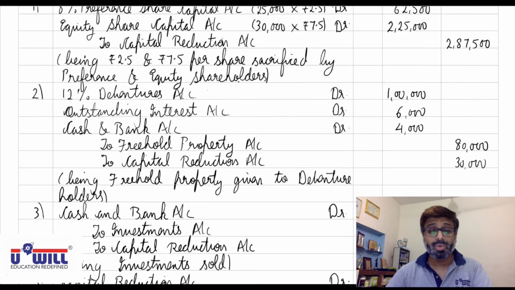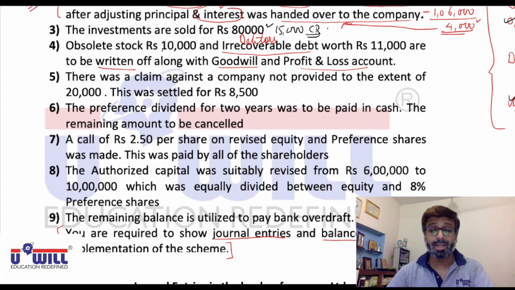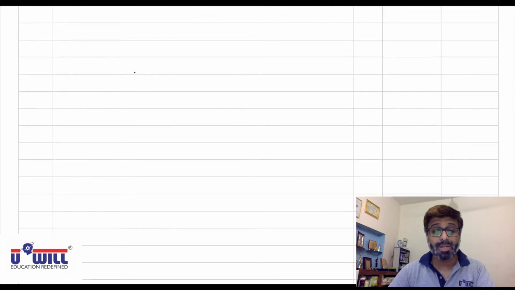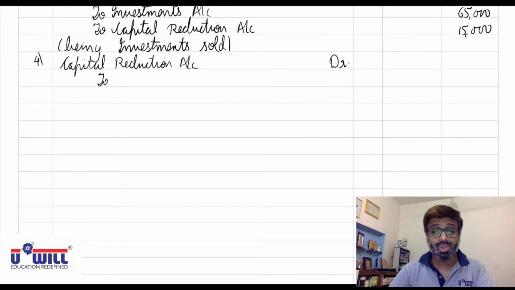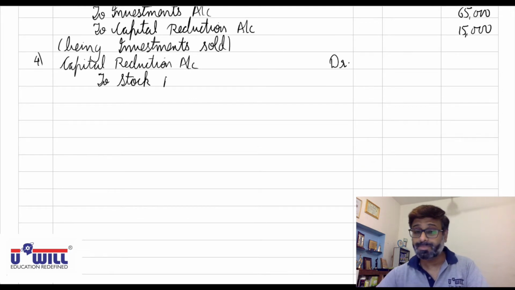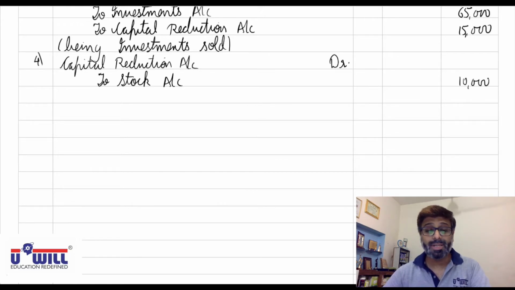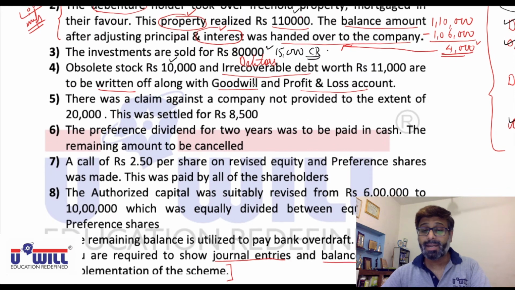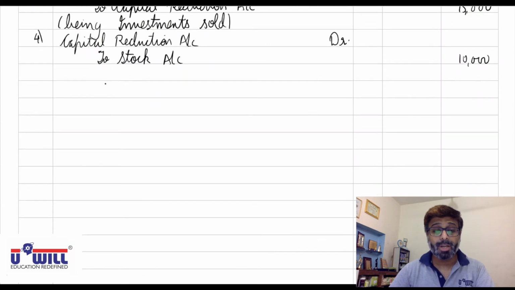2. Stock account 10,000. Stock of 10,000 is to be written off. So to stock account 10,000. Then what else is to be written off? See that, irrecoverable debt 11,000, means we discussed debtors. To debtors account 11,000.